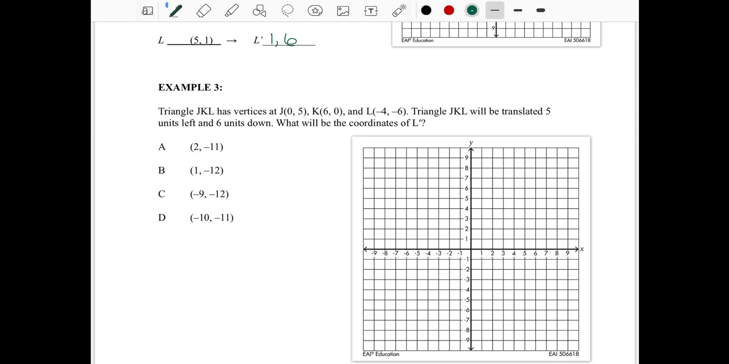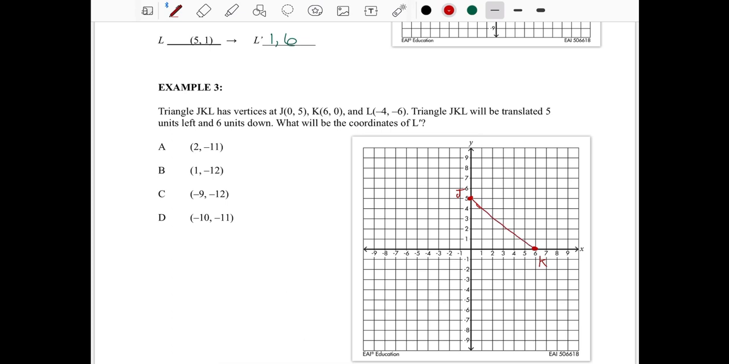All right, looking at example 3, it says that triangle JKL has vertices of 0, 5, 6, 0, and negative 4, negative 6. It says triangle JKL will be translated 5 units to the left and 6 units down. What will be the coordinates of L prime? So let's graph the points they gave us. 0, 5, so we don't go left or right, but we go up to 5 and put a dot. That's going to be J. Then we go to 6, 0, so we go over 6 but don't go up or down. This is K. Let's connect those two.